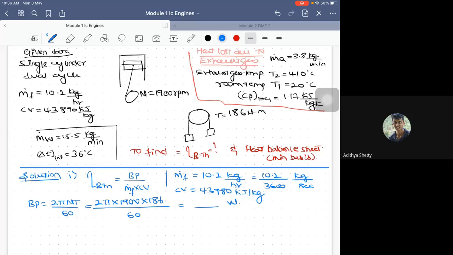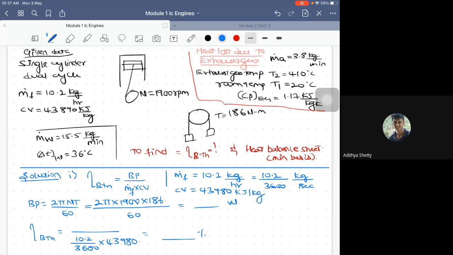In turn, you can calculate the value of the brake thermal efficiency. That is equal to BP divided by MF into CV. Be careful, you have to substitute MF in kgs per second, because the numerator as well as the denominator should be of the same units. If you are substituting BP in kilowatts, you have to substitute MF into CV also in kilowatts. I have already explained how to do that. So 10.2 divided by 3600 cross CV value, which was 43980. Now give me the value of BP, and in turn the value of efficiency in terms of percentage.